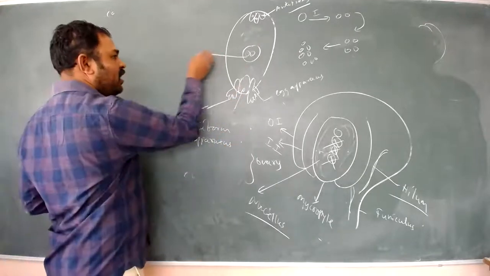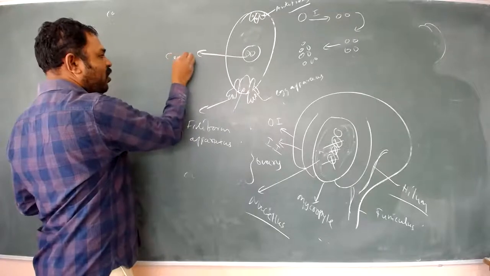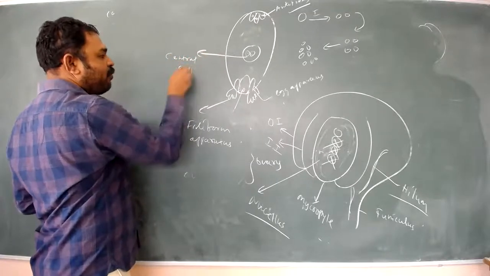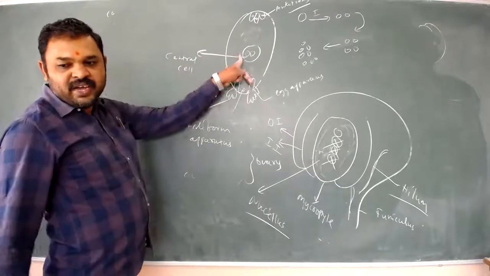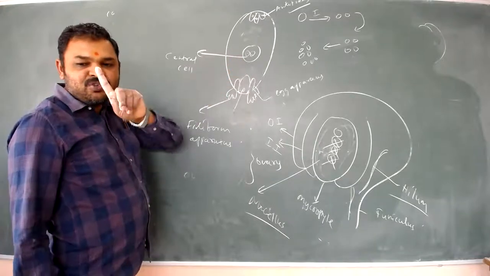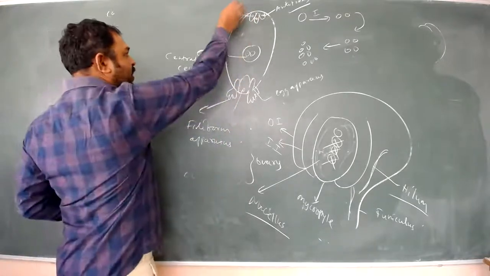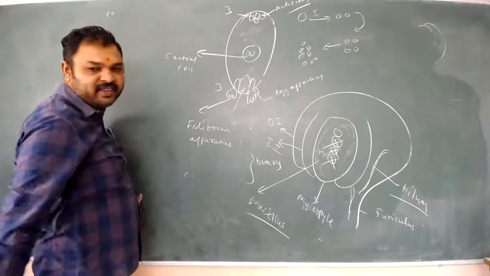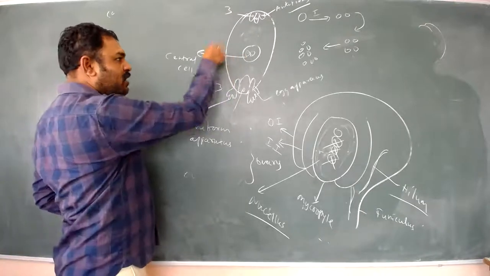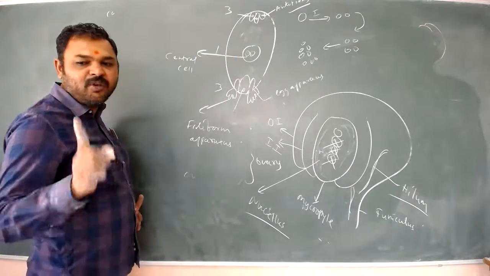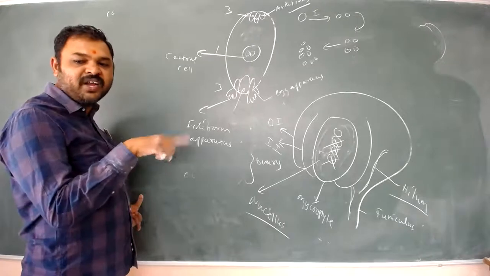The central two nuclei, how will they be called here? Central cell or polar nuclei. These two nuclei: nuclei are two, the cell is one. So how many cells are there? Three cells. Suppose you see the cells, how many are there? Middle position, one. So this female gametophyte is the embryo sac.